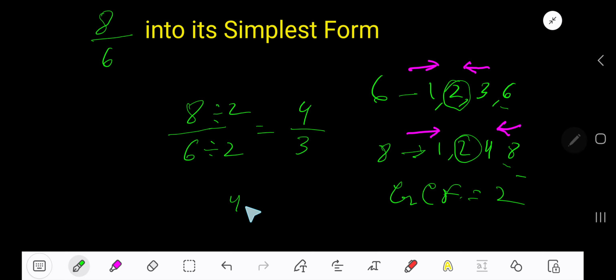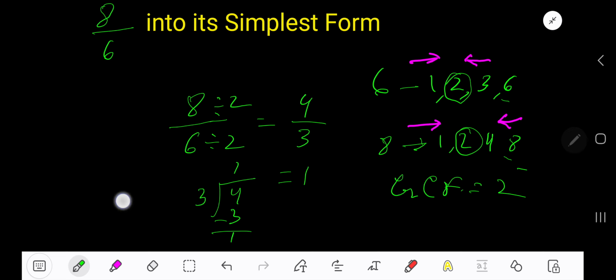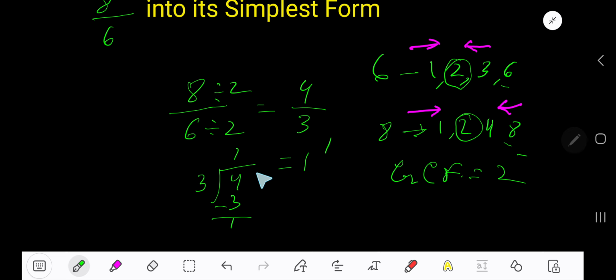So how do we do that? Just divide 4 by 3. 3 goes into 4 one time; 3 times 1 is 3. Subtract, and we get 1. The 1 will be our whole number part. This 1 will be our numerator. This 3 will be our denominator. So 1 and 1/3 is our answer.